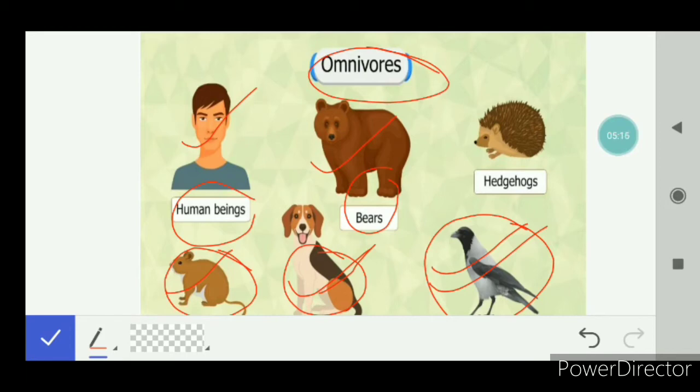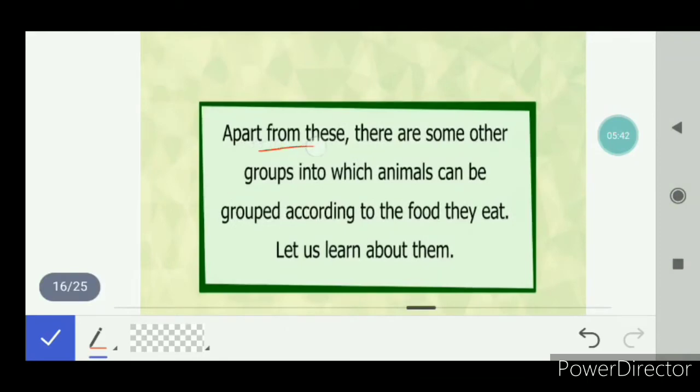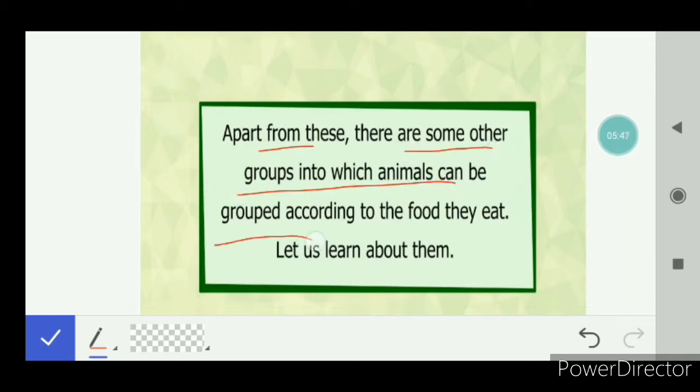Now, let us revise again: herbivores, carnivores and omnivores. Herbivores are the animals that depend only on the plants or plant products for their food. Carnivores are the animals that eat the flesh of other animals. Omnivores are the animals that eat both plants and the flesh of other animals. Apart from these, there are some other groups into which animals can be grouped according to the food that they eat. Let us learn about them.